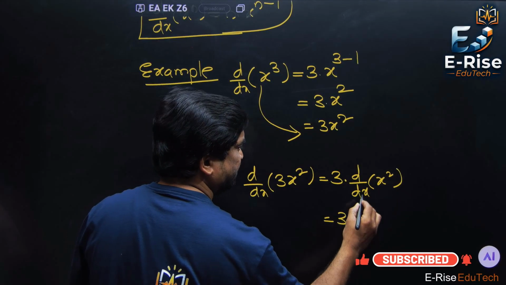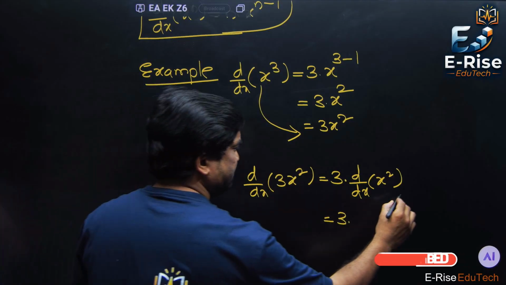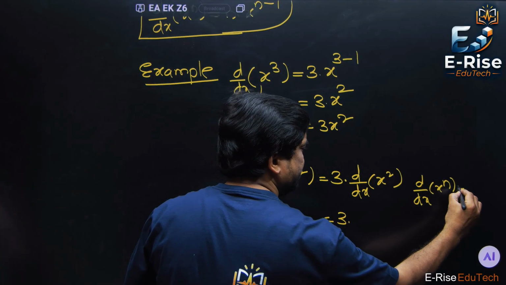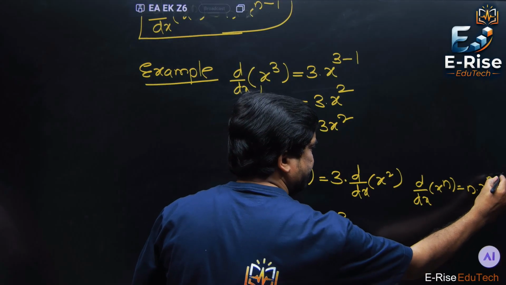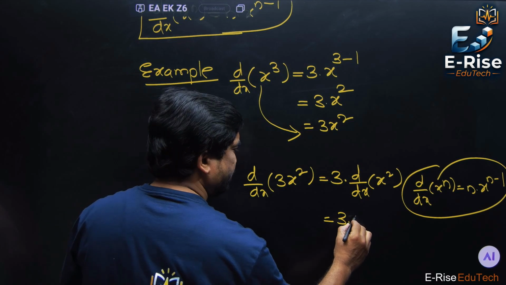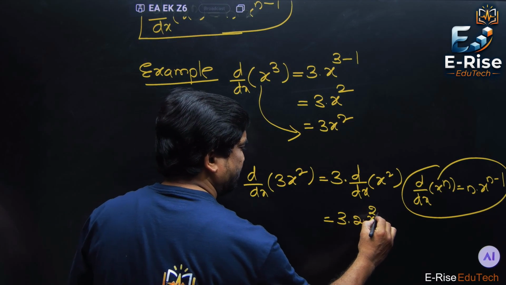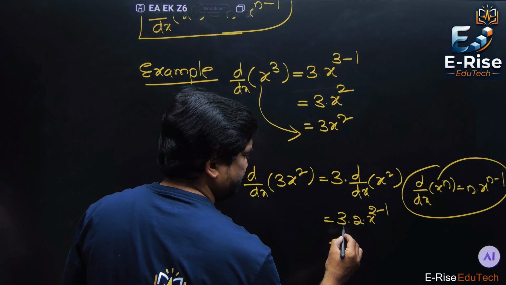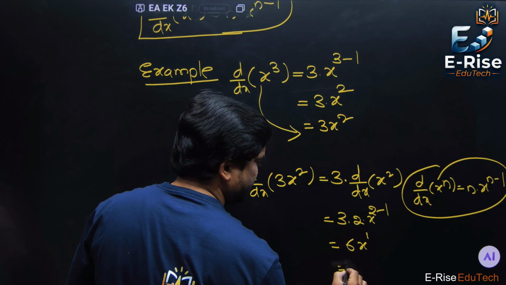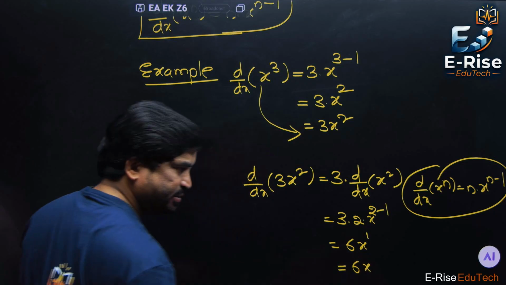So 3 into d by dx of x square; again we can apply the formula. d by dx of x power n is n into x power n minus 1. So this is the formula. Applying it here, 2 into x power 2 minus 1. So 3 twos are 6, and x power 2 minus 1 is x power 1 only. So the final answer is 6x.